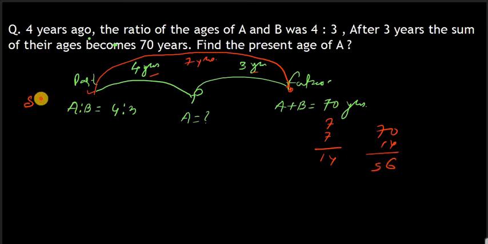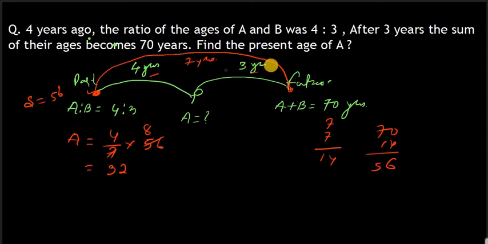So the sum here is 56. Yeah, so A is 4/7 into 56. 7 is 56, 4 is 32 years. So A here is 32 years.